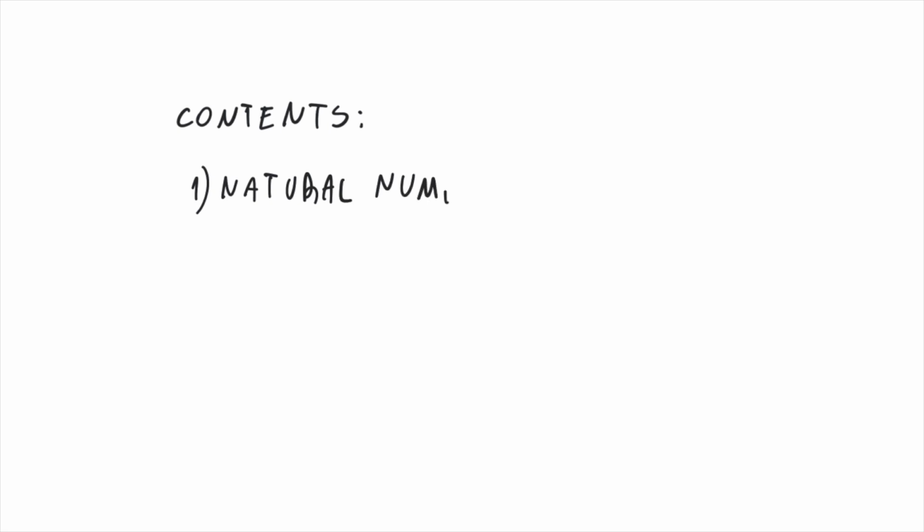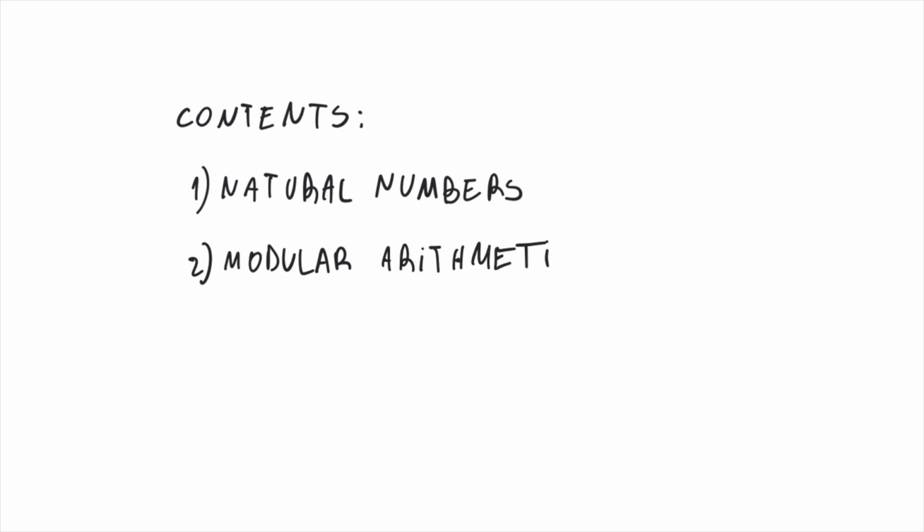Okay, so the contents of today's lecture are as follows. First, I will talk about natural numbers. This includes, of course, prime numbers, factorization, Euler's totient function, number of divisors, and so on. Next up, modular arithmetic. What it means to work modulo some number m, what operations we can efficiently compute modulo m. So I'll talk about the greatest common divisor algorithm, its extension, the Chinese remainder theorem, and so on.